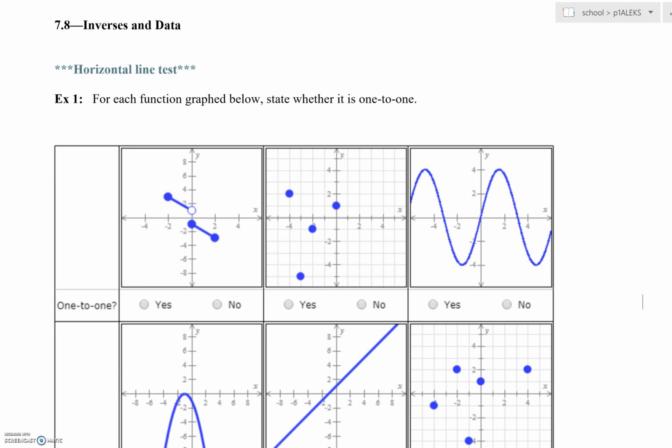Okay, Algebra 2. We're dealing with the last lesson in Chapter 7, 7.8. And we're going to talk about the horizontal line test. We're also going to talk about what it means to be one-to-one. A function is one-to-one if it passes the horizontal line test.